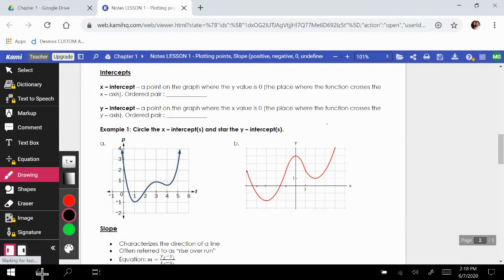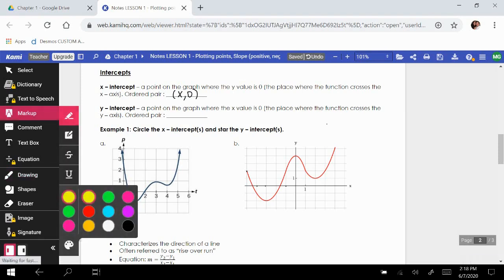Okay, looking at the top of the back, we're going to talk about x-intercepts and y-intercepts. The x-intercept is a point on the graph where the y value is 0. It's the place where the function crosses the x-axis. Typically the ordered pair is going to look like x comma 0, where you have a value for x and then the y value is 0.